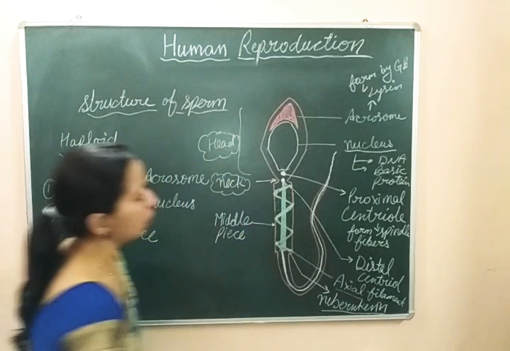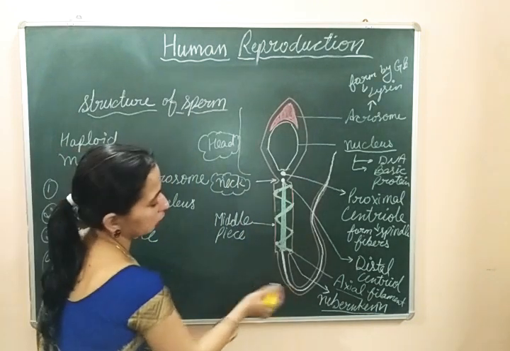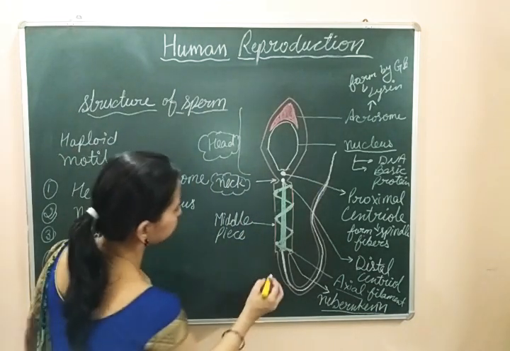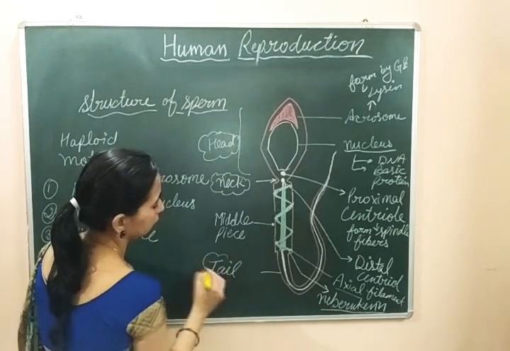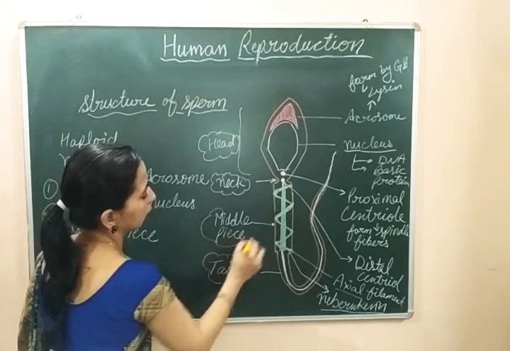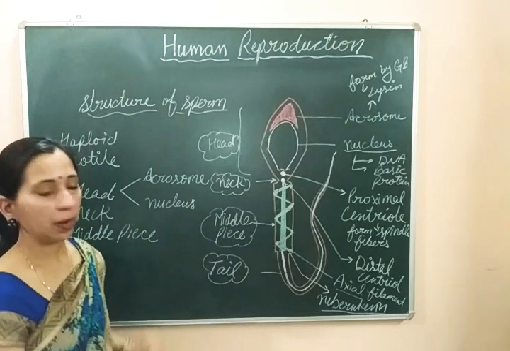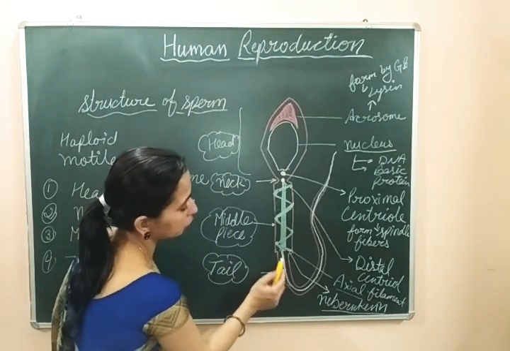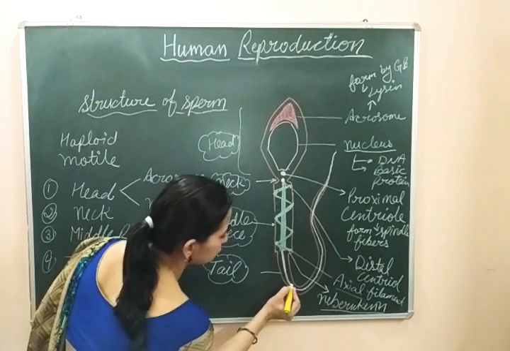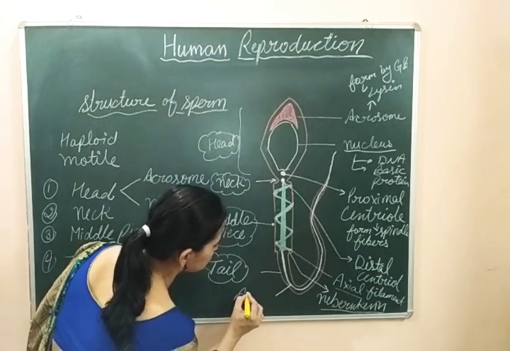Okay. This is about the middle piece, and this lower part, this is the last part of the sperm. This is the tail part. This part is the middle piece. In the tail part, we can see that the axial filament is forming the axoneme. तो ये जो structure यहाँ पे हमें नजर आ रही है, this is the axoneme.